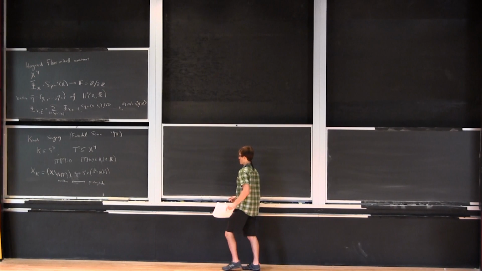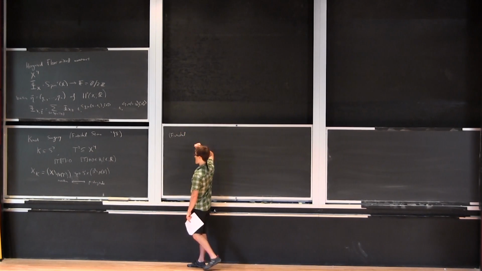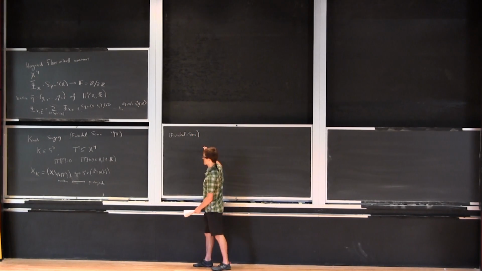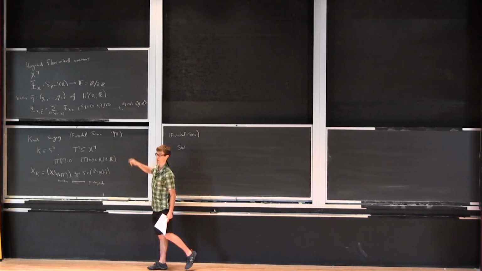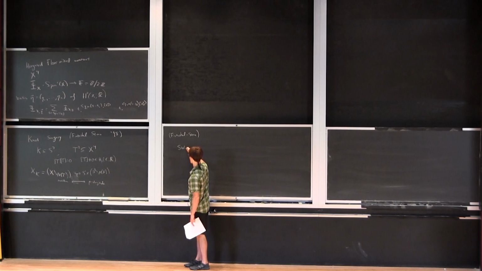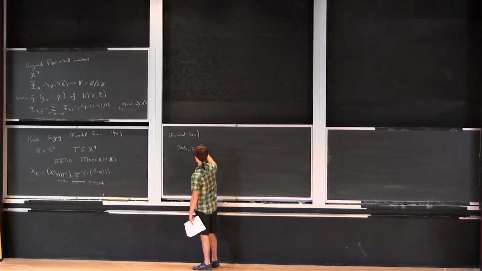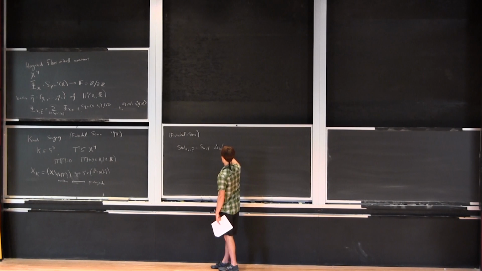Okay. And so what did Fintushel and Stern prove? They computed the effect of this operation on the Seiberg-Witten invariant. What they showed was that the Seiberg-Witten invariant of X_K, with a basis, so when we do this knot surgery along K, the effect was just to multiply by the Alexander polynomial of K in one of the variables.